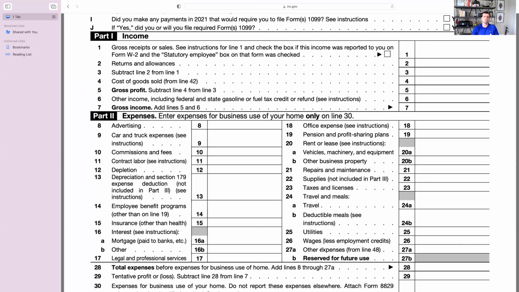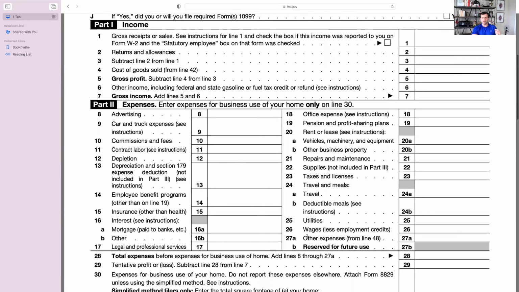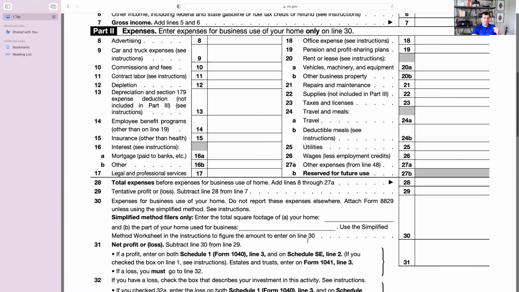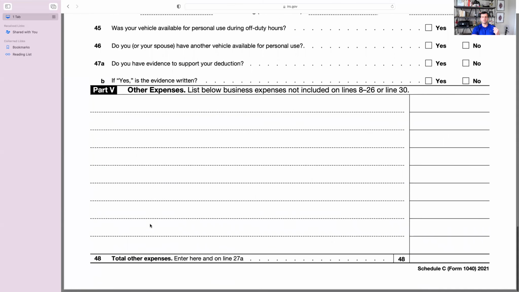But what you want to try to do is use as many of these pre-made, pre-filled categories as you can. It'll save you time. So I recommend, if you're setting up your QuickBooks, or maybe you're using a spreadsheet, try to use these categories, as many as you can. Now, what you will have are other expenses, and I'll show you down here. You go down here to these other expenses. You can list out as many as you want.